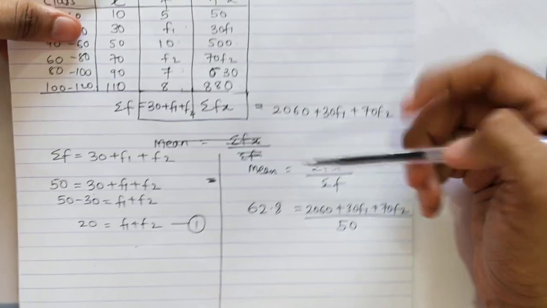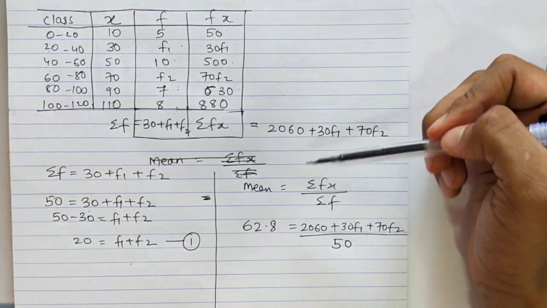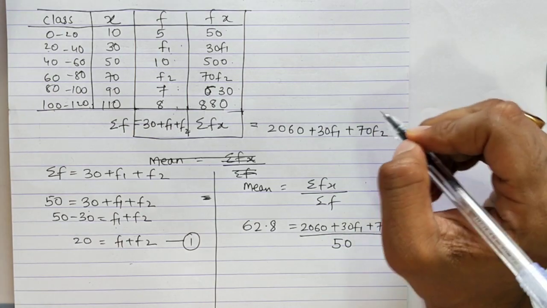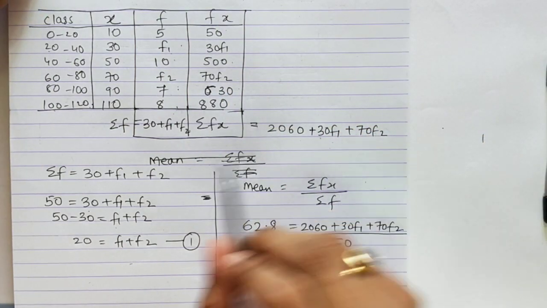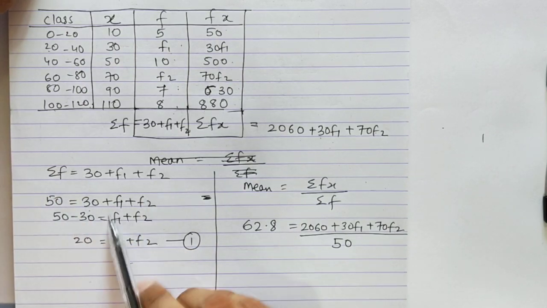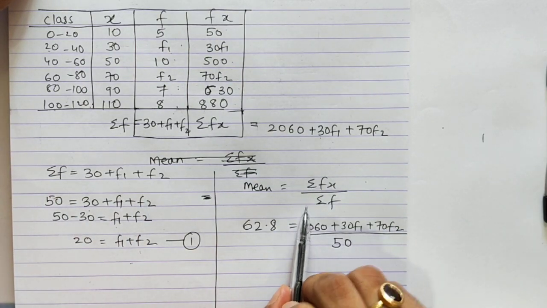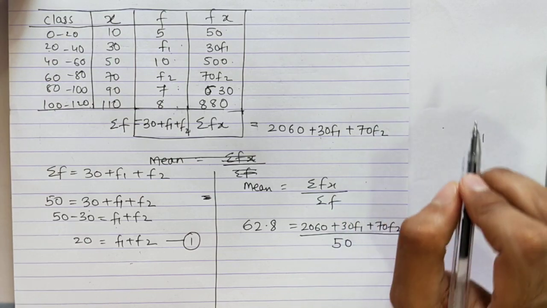These steps which I am following are standard steps. They are there in all the sums. There is no change in this. First we have to find fx, and you will get two variables here. Then we will use the value 50 and find the first equation. Then we use the mean formula. These are standard steps, so you have to remember them.